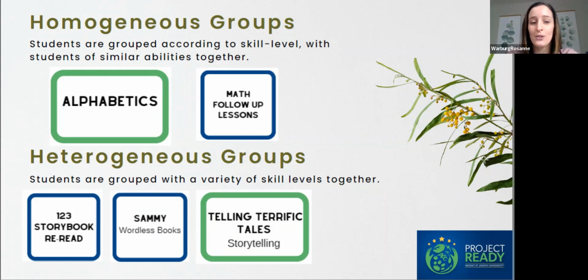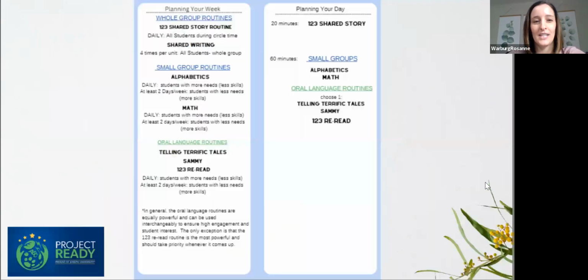Our other small groups, the 1, 2, 3 storybook reread, Sammy, telling terrific tales, those we really want students in groups of varying ability levels. So these can be formed more organically, almost as an invitation to come and play together. And we will cover what that looks like later. So these, we want students to be able to learn from each other and to hear from students with more skills, more oral language skills or less oral language skills, everyone in there together.